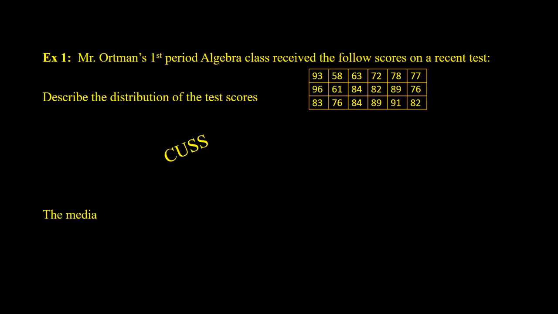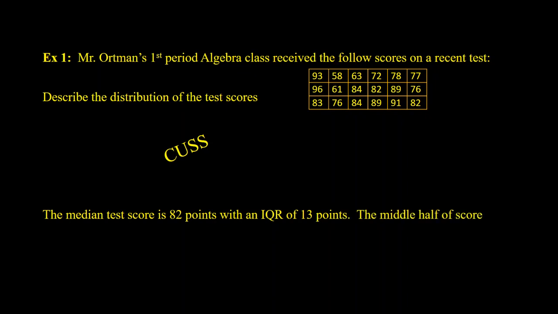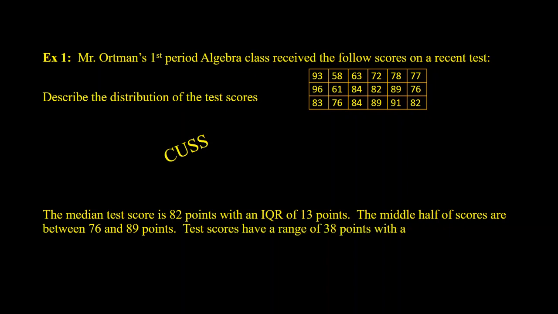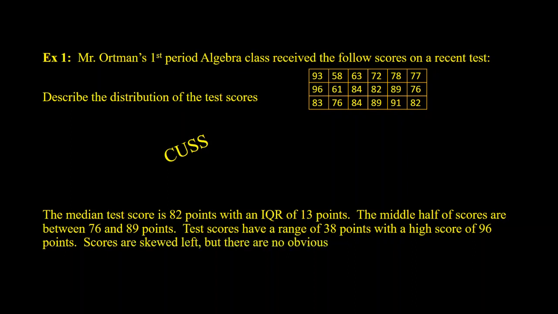So the median test score is 82 points with an IQR of 13 points. The middle half of scores are between 76 and 89 points. Test scores have a range of 38 points with a high score of 96 points. Scores are skewed left, but there are no obvious outliers.